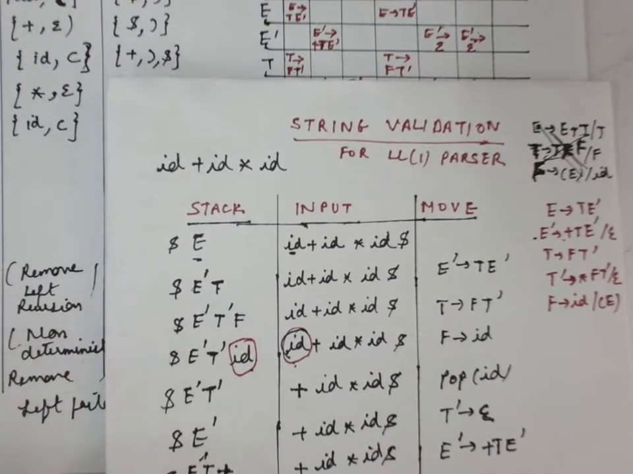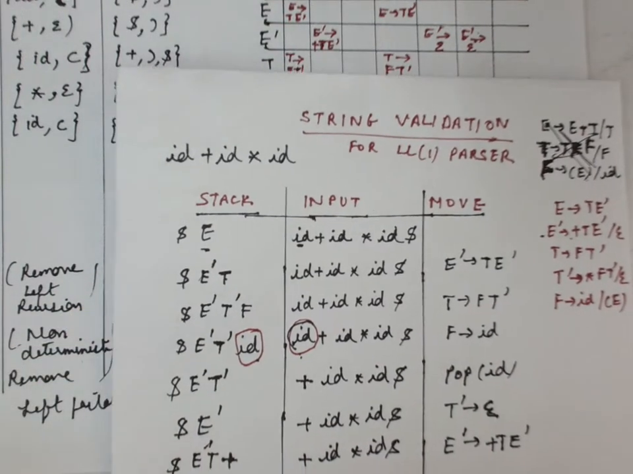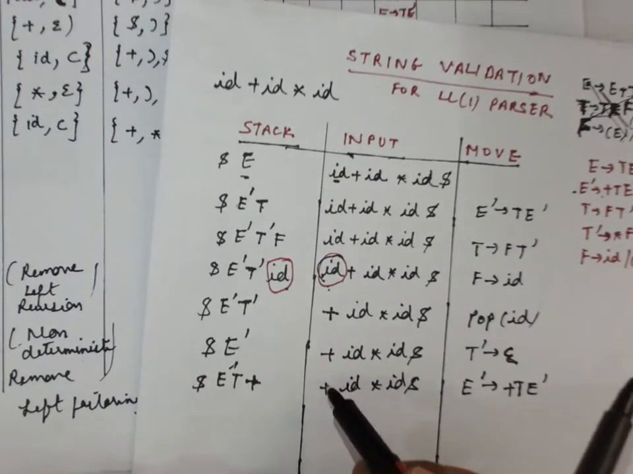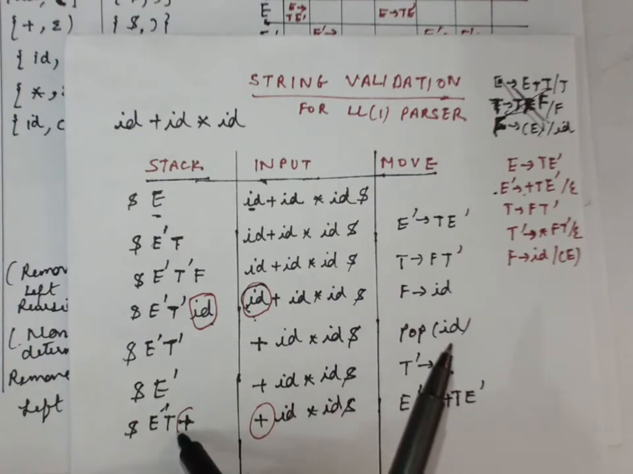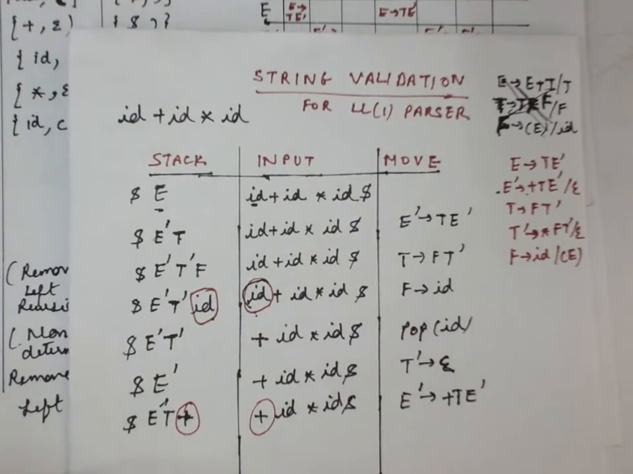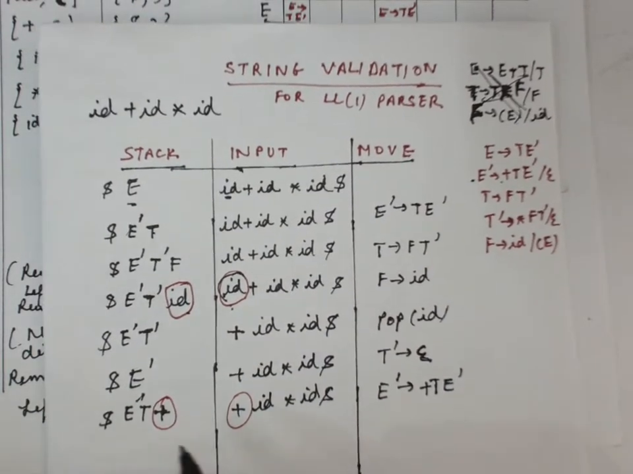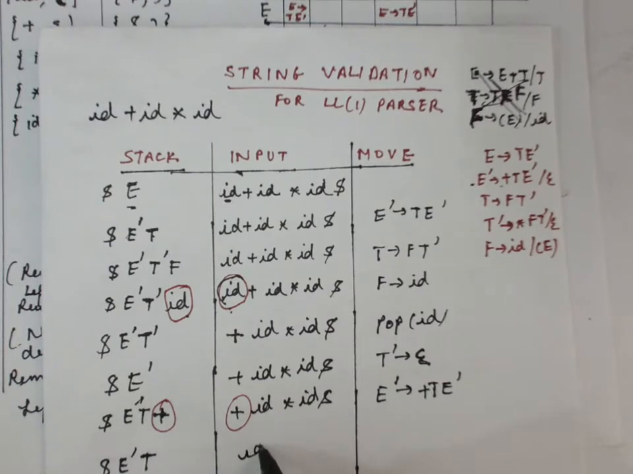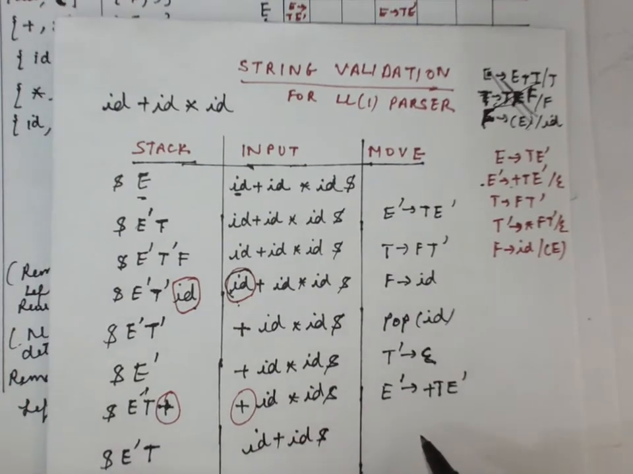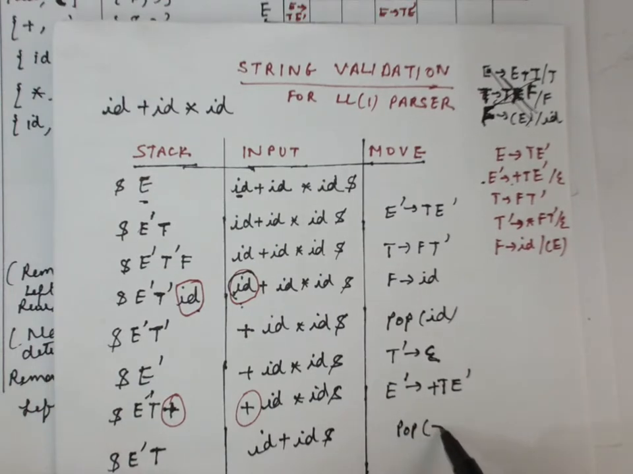Now here again you can see what the two things are that are common. You have plus over here, and similarly you have plus over here. That means they both would be popped. So what you are having is E dash T, and this plus is popped, so it would be id plus id dollar, and what you have just done is pop plus.